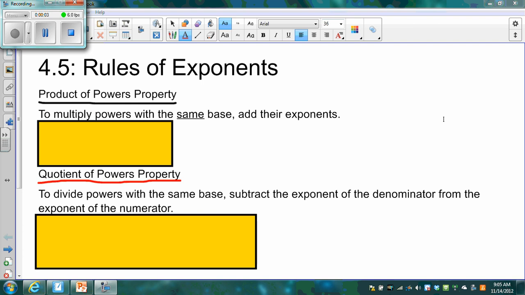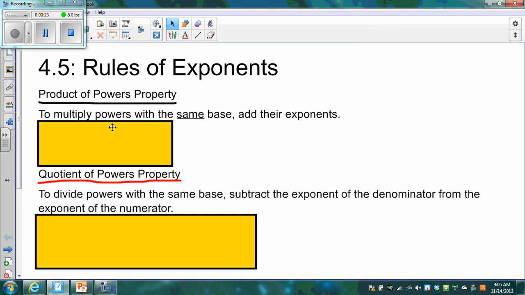This lesson's on 4.5, which goes over the rules of exponents. There are two rules we're going to learn in this lesson. The first is called the product of powers property, and product means multiply. To multiply powers that have the same base, you simply add their exponents.